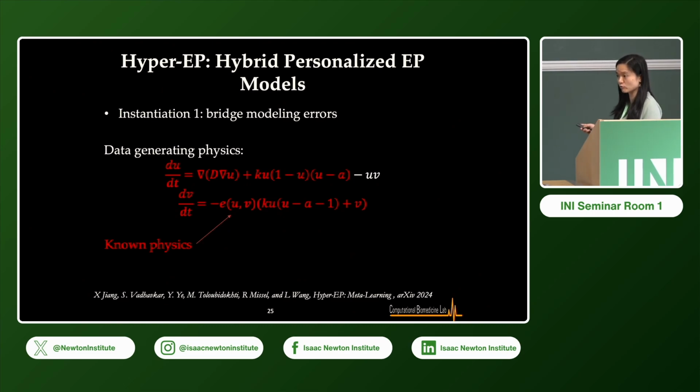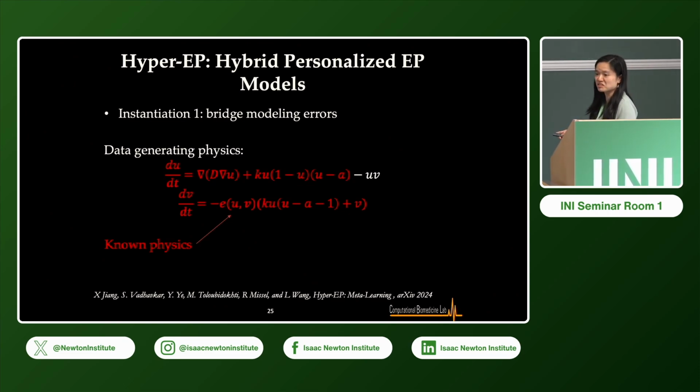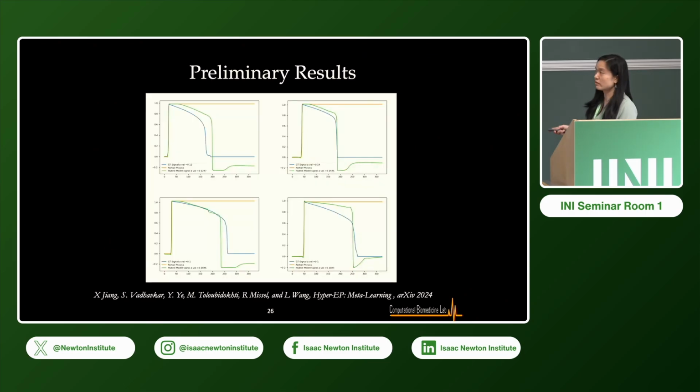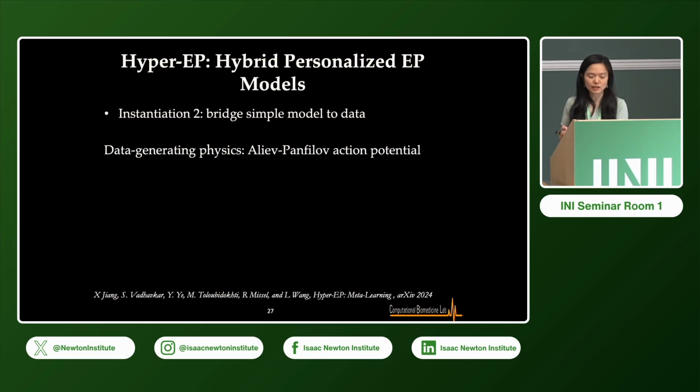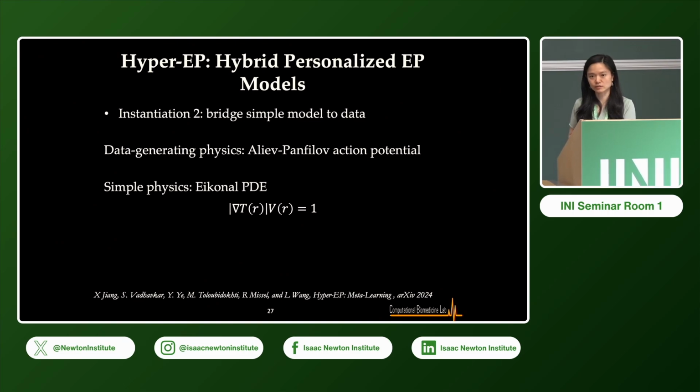We take the Aliev-Panfilov model, and we keep one component as the known physics. We want to see if the neural network will be able to pick up the other component. This is a result that we're showing. The orange curve is when you take off that last component of the model, then there's no more repolarization. I think the blue curve is the actual model, and the green one is what's learned by the hybrid model.